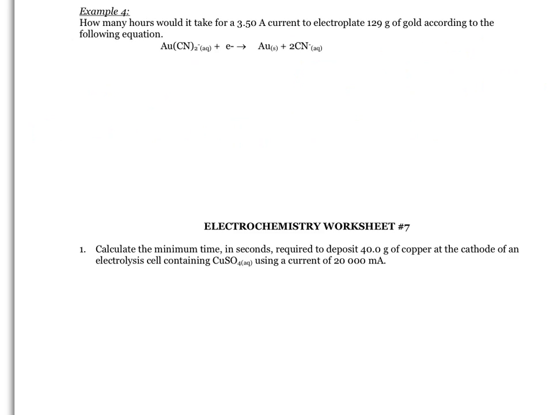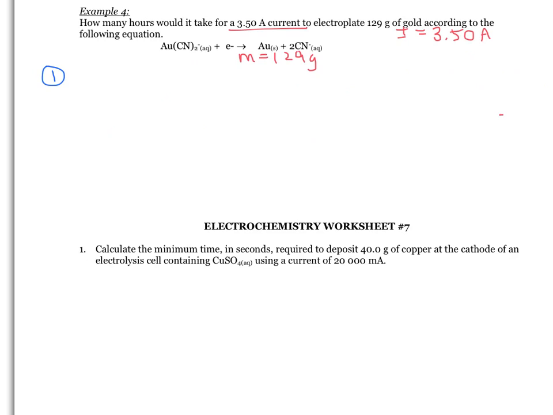How many hours will it take for a 3.50 amp current? So we know I equals 3.50 amps. To electroplate 129 grams of gold. So this mass here is 129 grams of gold, according to this equation. Well, this one's a little bit different from the ones we've done, and therefore we cannot do step 1, finding the number of moles of electrons, because we don't have enough information.